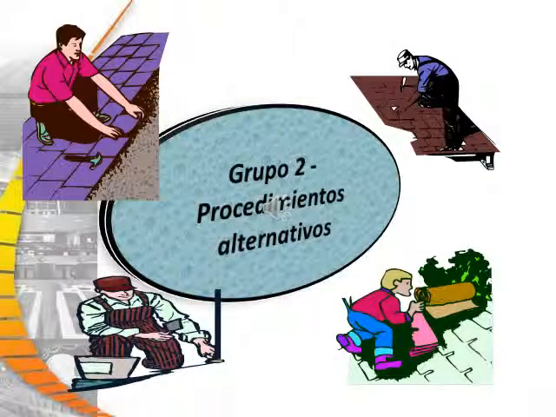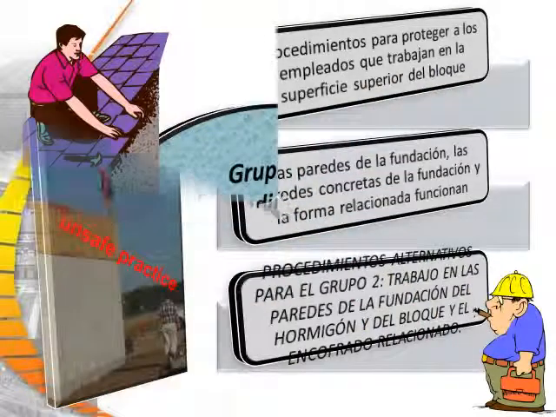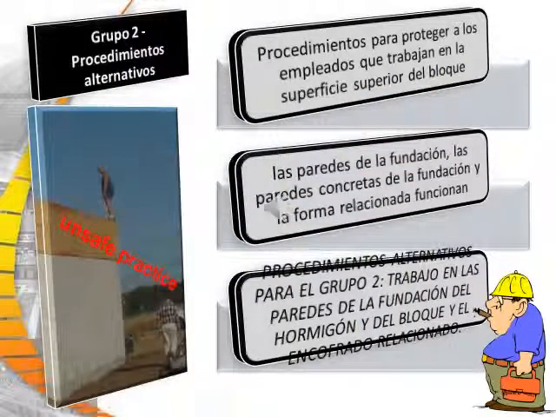Group 2, Alternative Procedures discussion. Group 2 alternative procedures call for procedures for protecting employees when working at the top of a masonry block foundation wall, a concrete foundation wall, or related formwork.